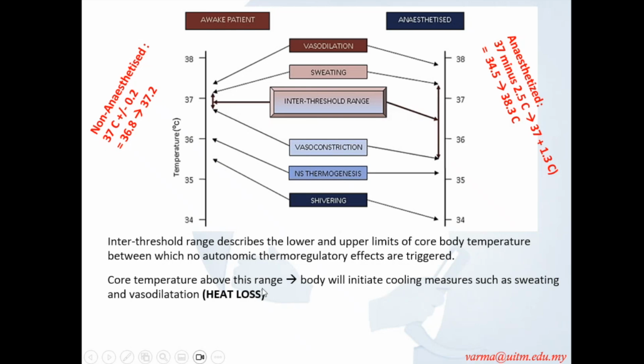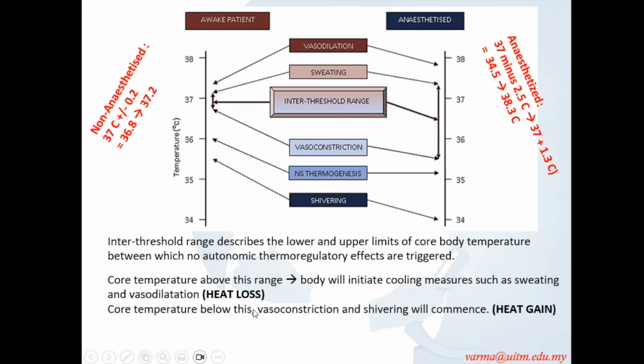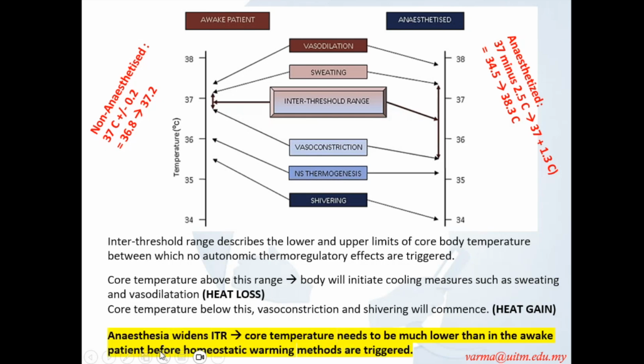Above this range, the body will initiate cooling measures such as sweating and vasodilatation, which is heat loss. Below this, vasoconstriction and shivering will commence. This is heat gain, this part. Under anesthesia, this widens the ITR, the interthreshold range. Core temperature needs to be much lower than in the awake patient before the autonomic responses are triggered. So it has to be even lower. The patient will be in severe hypothermia before the body can initiate its own autonomic responses. That's why we don't let the patient go until we warm the patient actively intraoperatively.